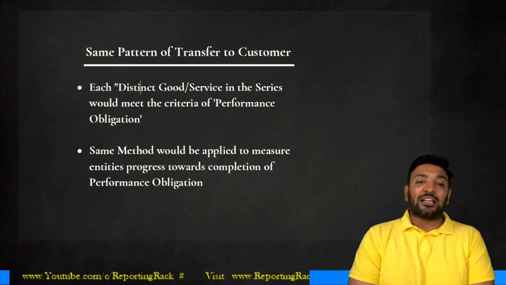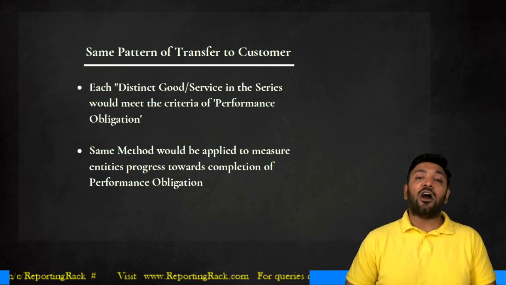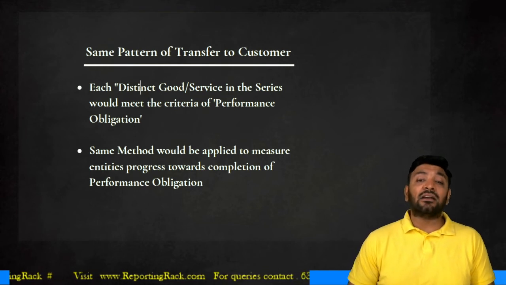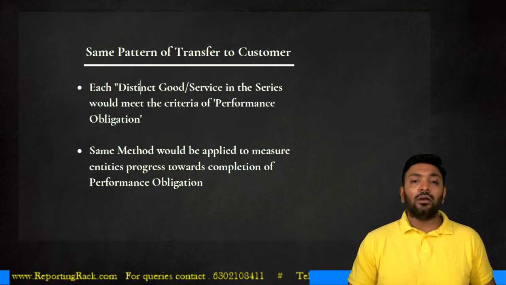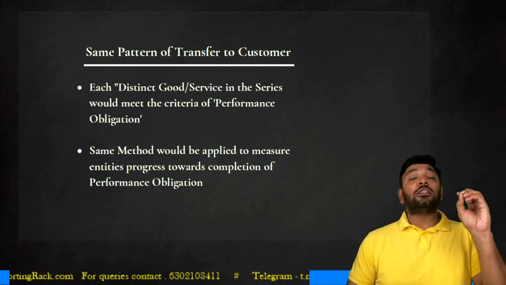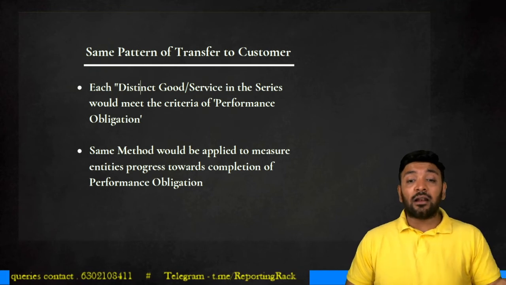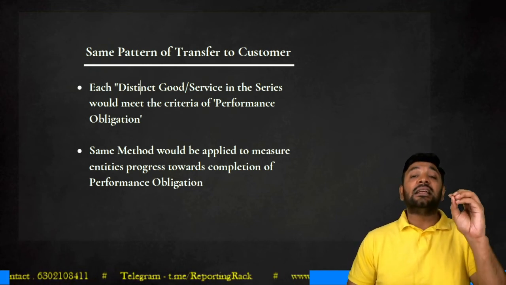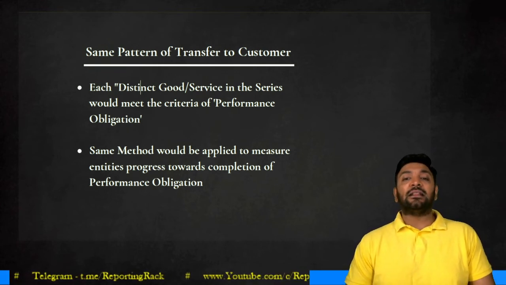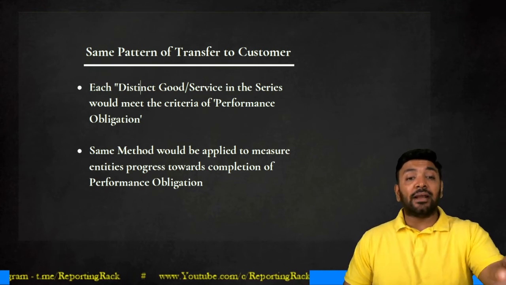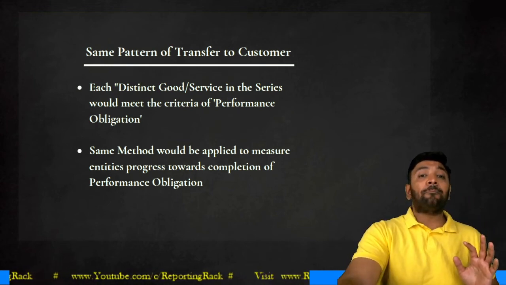When I use the words same pattern of transfer, each such distinct good or service which is supplied as part of the performance obligation should meet the criteria of a performance obligation. And secondly, the same method is applied to measure the entity's progress towards the completion of the performance obligation. What do you mean by this? I have supplied 10 days of newspaper out of your 365 days of subscription. That means my measurement of performance obligation completion is 10 by 365. I have completed 150 days of delivery out of 365 days of subscription, so 150 by 365 is my obligation which is completed. So the same measure or method is applied towards the entity's progress on completion of the performance obligation. This is the same pattern of transfer to the customer.